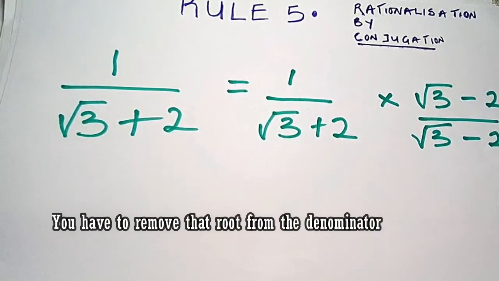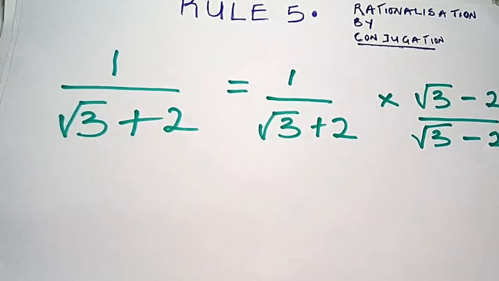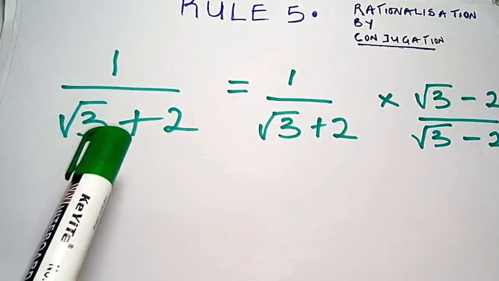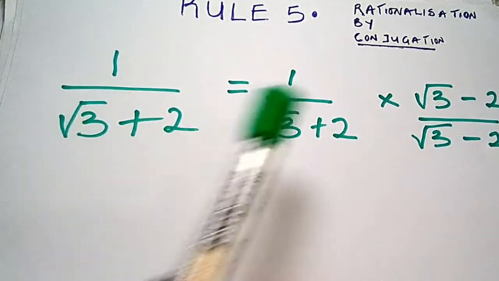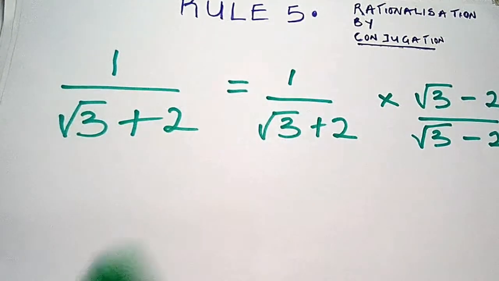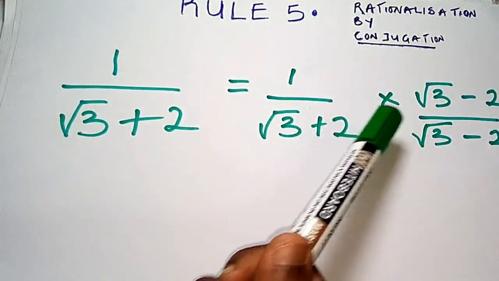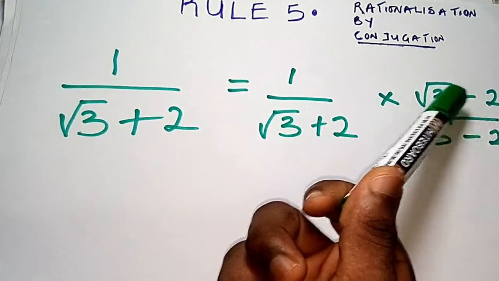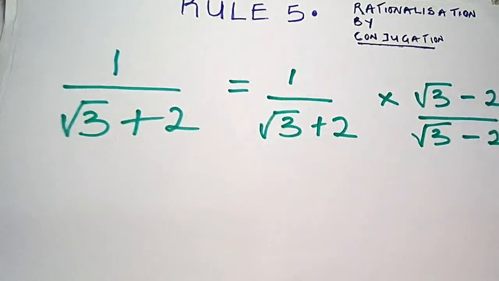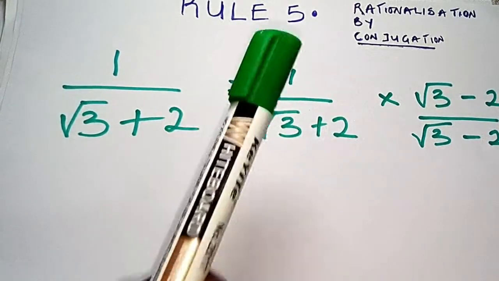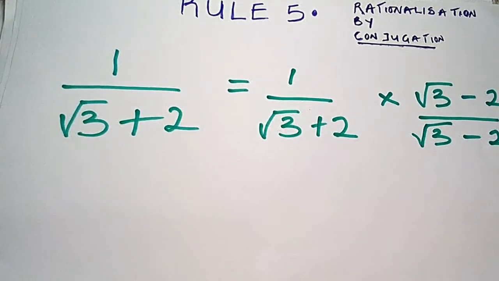Now, how do you do that for something like this? For something like this, you're going to multiply the top and the bottom by the denominator, but this time with an opposite sign. So if you have the positive sign here, you multiply the top and the bottom by the negative sign, root 3 minus 2 over root 3 minus 2. If you have a negative sign, you multiply the top and the bottom by root 3 plus 2 over root 3 plus 2.